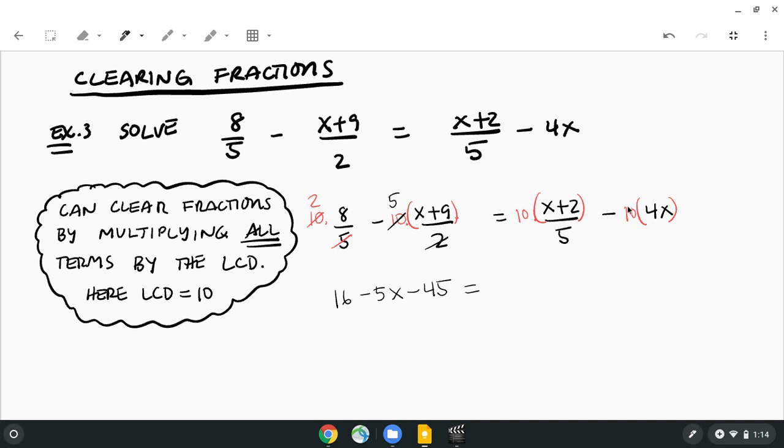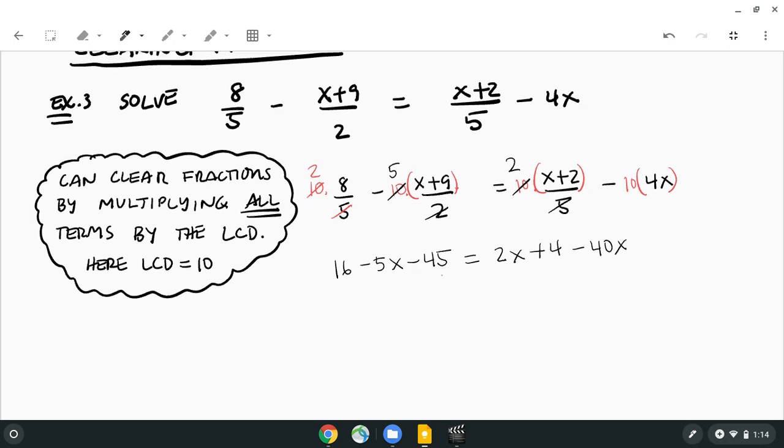Okay, next over here, the 10 and the 5 cancel. So I'm going to distribute 2, and I get 2x plus 4. And over here, -10 times 4x is -40x. Now we see we don't have any fractions, and this is one of the problems that we looked at before where we need to combine like terms first, and then we can start solving. So over here on the left-hand side, 16 minus 45 is what you would do first.